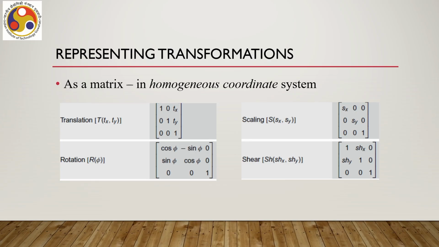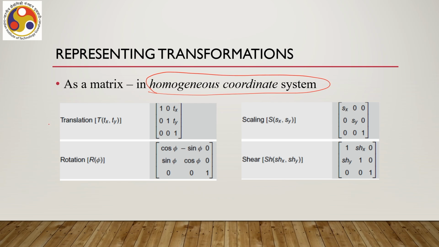Now, typically each transformation is represented in the form of a matrix, but the matrix representation of transformations happens in a different setting, that is typically called homogeneous coordinate system. So, for example, for a 2D transformation, that is a transformation happening in a 2D plane, we can have 3 by 3 matrices. For a 3D transformation, that is transformation happening in 3D, we can have 4 by 4 matrices and so on. So, one dimension extra is added in the homogeneous coordinate system.